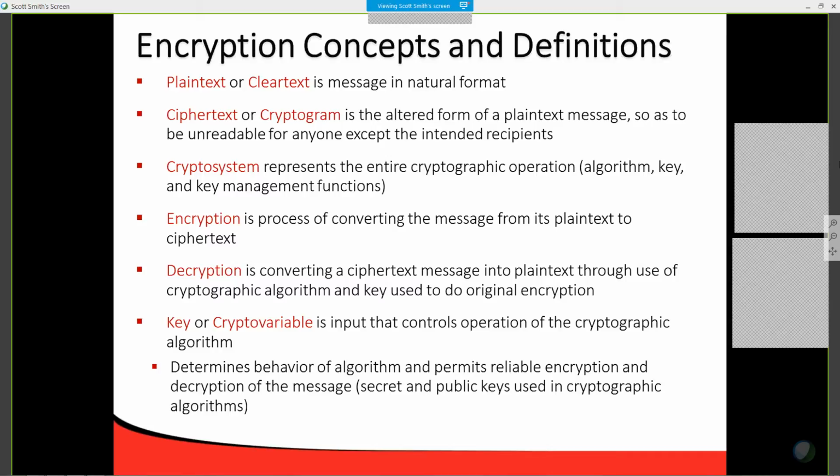A couple of things I want to show you in this slide deck, but some of this stuff we've already talked about. Plain text or clear text, the natural message. Ciphertext, the encrypted message. Crypto system, the whole process of encryption: the algorithm, the key, everything. Encryption, changing plain text into ciphertext. Decryption, the opposite. Crypto variable is your key. That's what's going into the cryptographic system, etc. All right? Just kind of refreshing some of this.